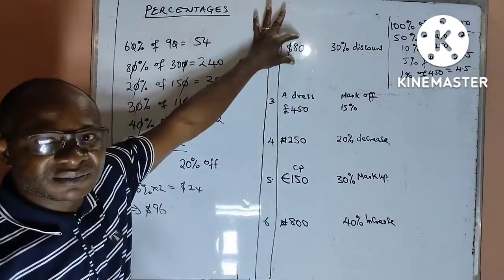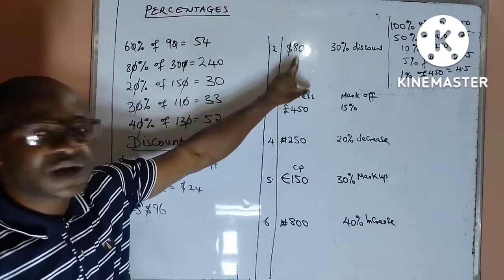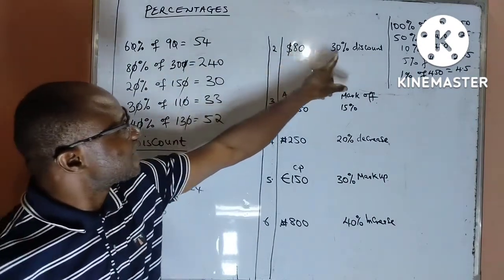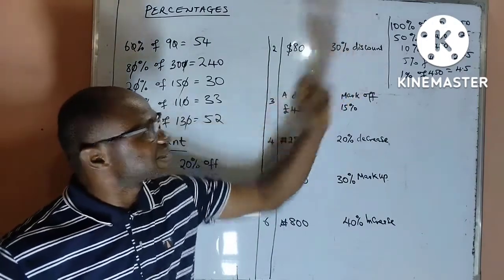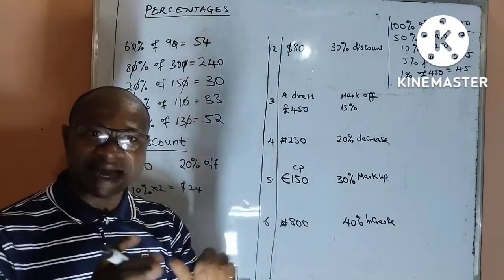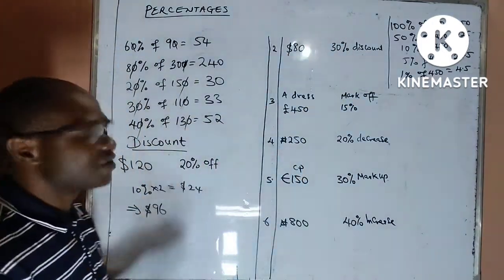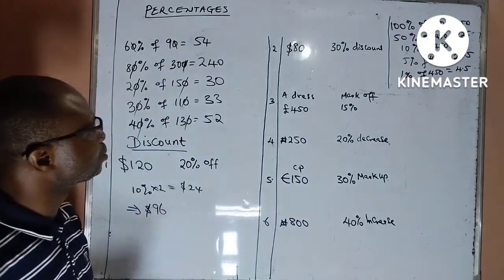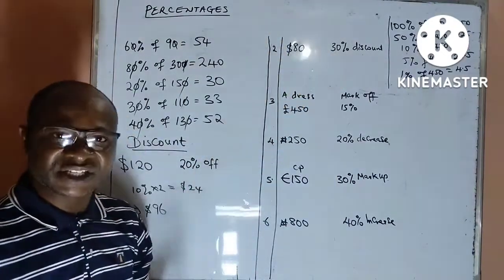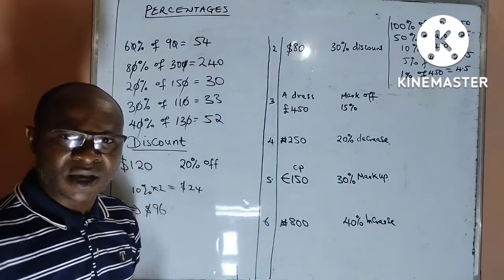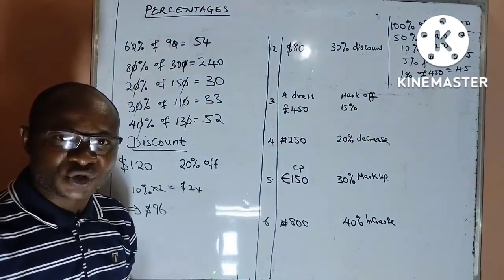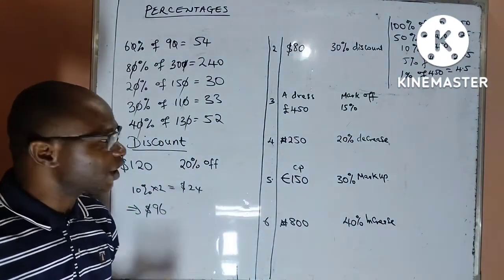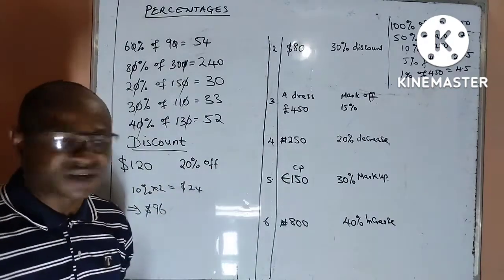An item that costs $80 but has a 30% discount. You need to know the actual price for you to take your final decision. What do you need to do? To find 30% of 80 and subtract it from 80. But how do you do that? Using the mental power, okay? Using the simple tricks, percentage tricks.